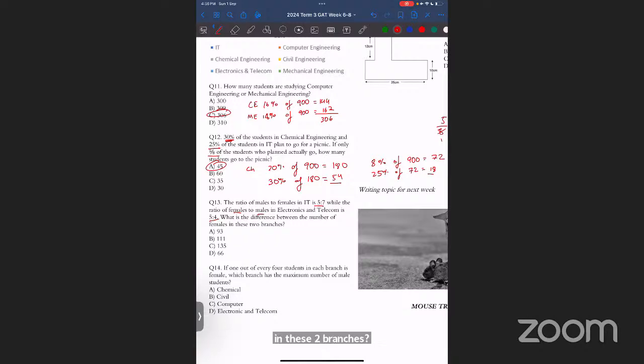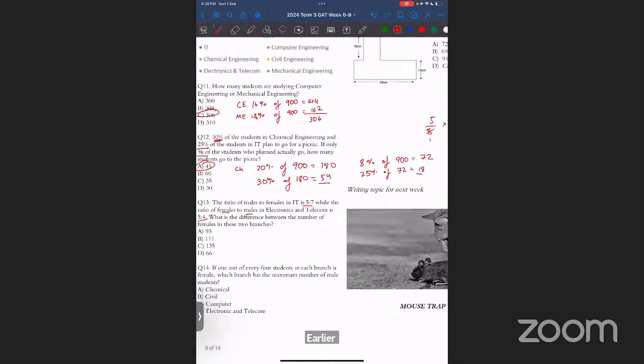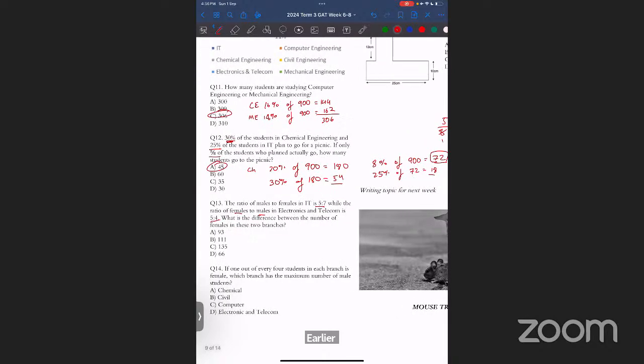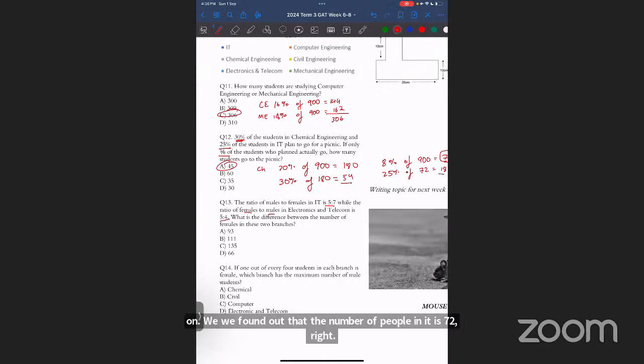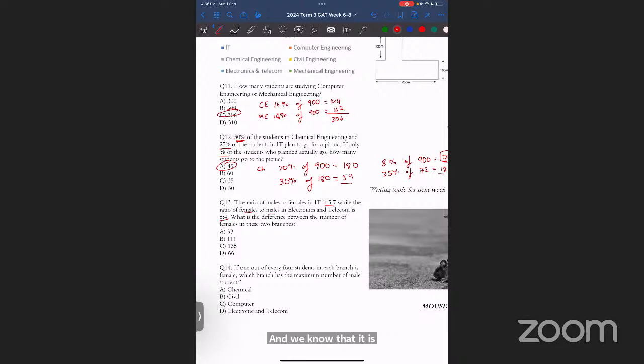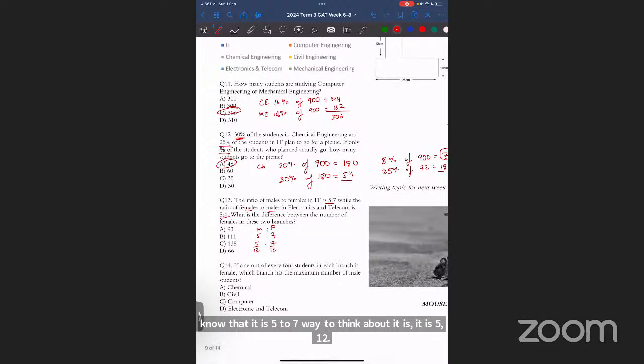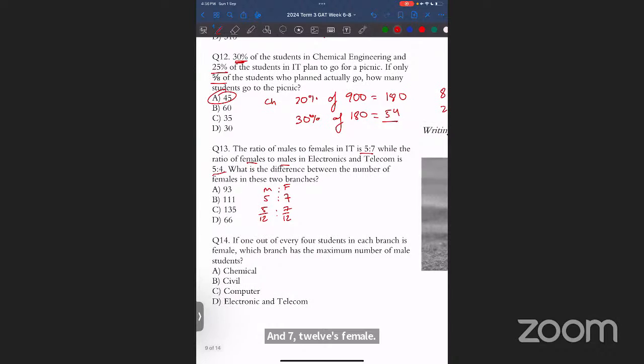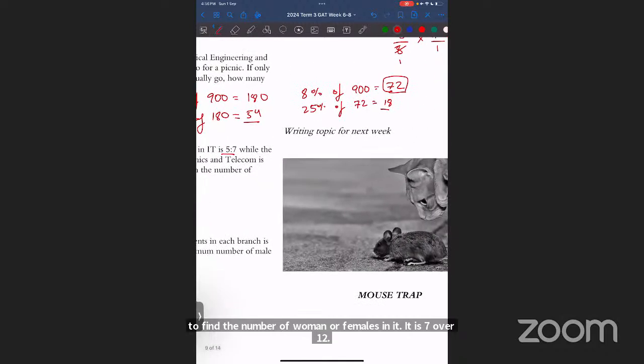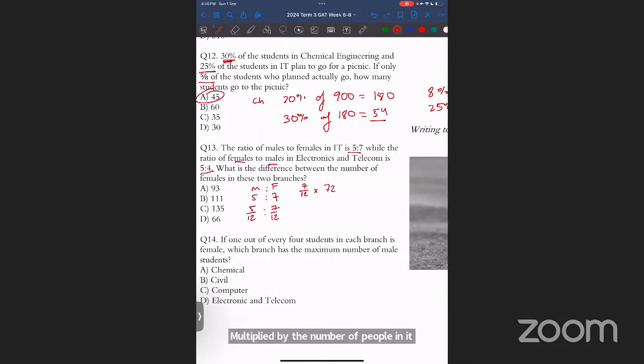So earlier on, we found out that the number of people in IT is 72, right? And we know that it is 5 males to every 7 females. Or another way to think about it is males to females in IT, we know that it is 5:7. Or another way to think about it is 5/12 male and 7/12 female. So to find out the number of women or females in IT, it is 7/12 multiplied by the number of people in IT, which is 72. That gives me 42 females in IT.